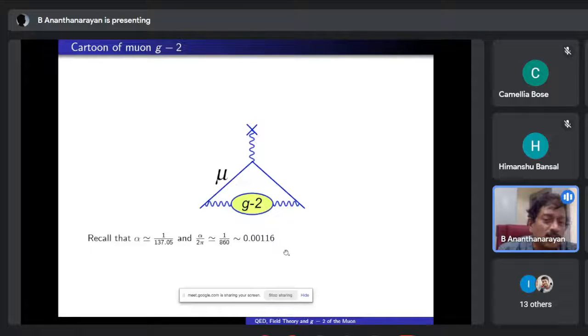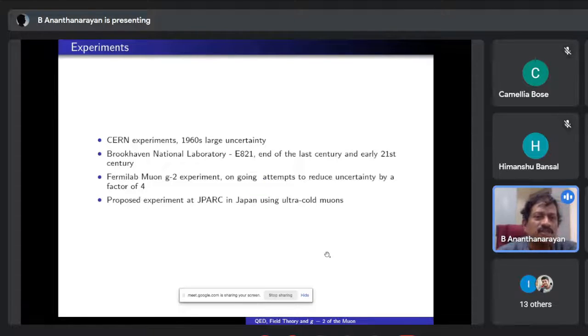So this is very small. Okay, doesn't matter, but this is very accurately measured today. There have been many experiments over the years which have been measuring the anomalous magnetic moment, first of the electron and later of the muon.